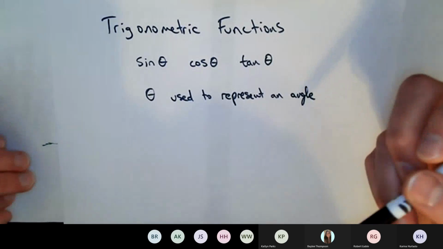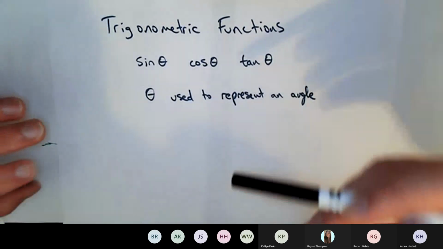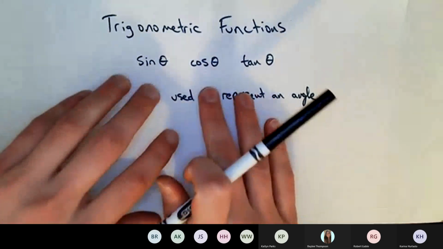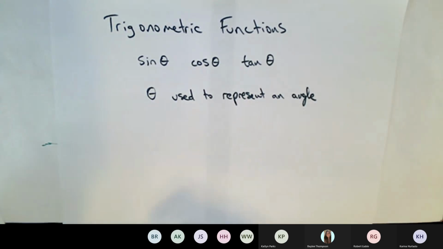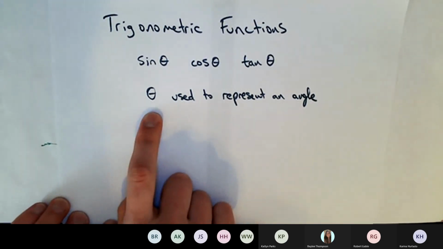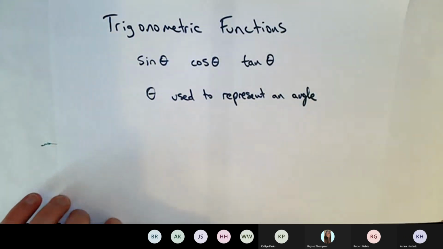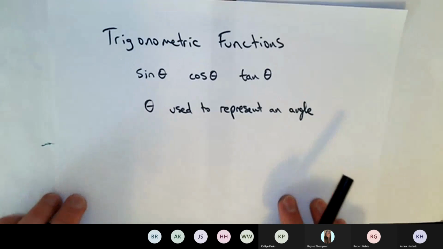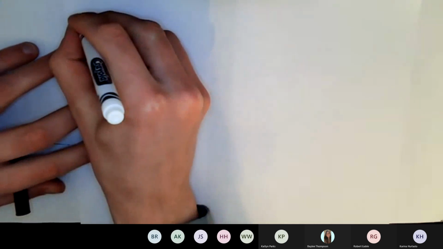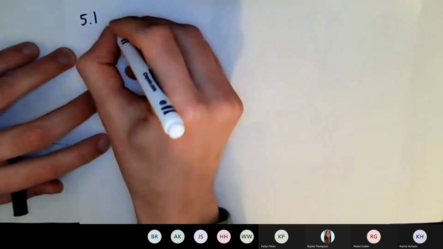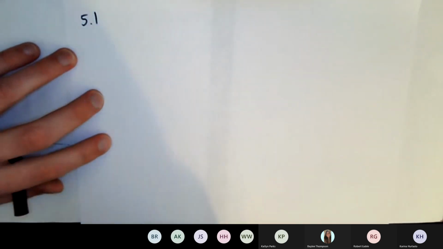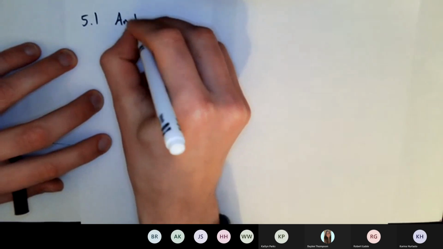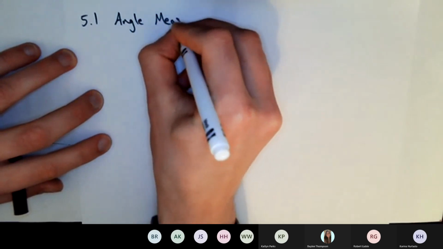Identities are equations that are true for every input. Basically, it's all just going to come back to these functions, though, with an input of an angle and an output of some number. Okay. So let's talk about 5.1, get straight into the material. 5.1 is called just angle measure.